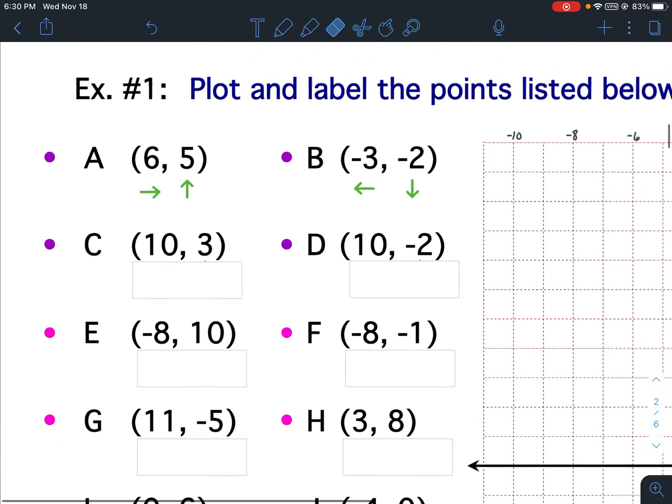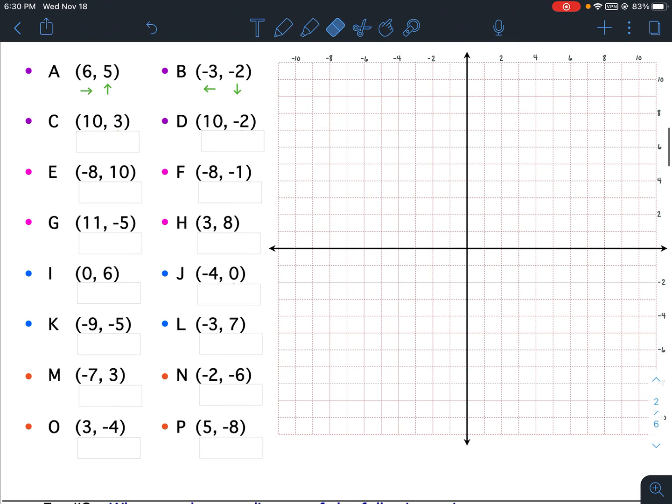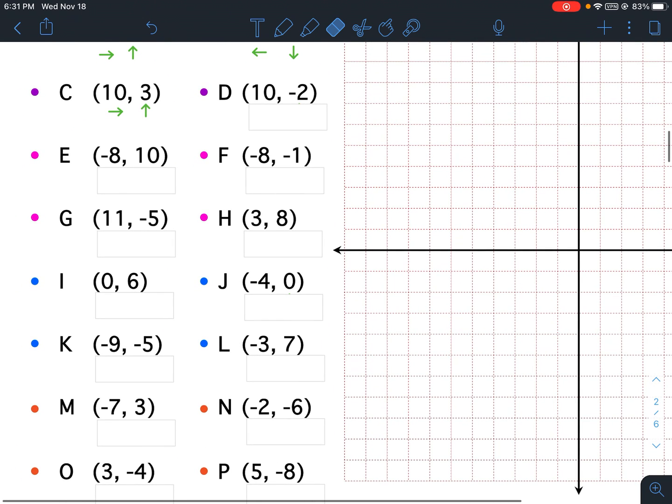So go ahead, pause your video, and complete C through P, drawing just the arrows. All right, for C, you should have gotten to the right and up. For D, to the right and down. E is to the left and up. F is to the left and down. G, to the right and down. H, they're both positive, so to the right and up.